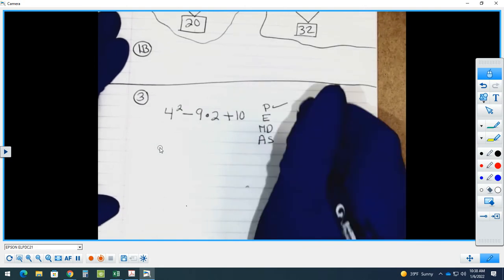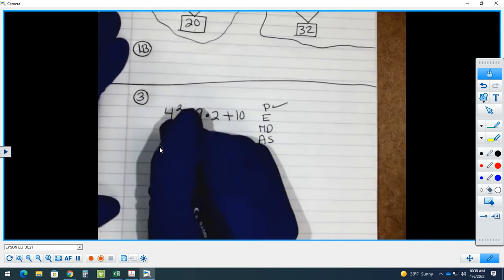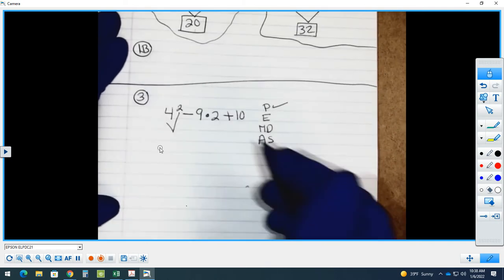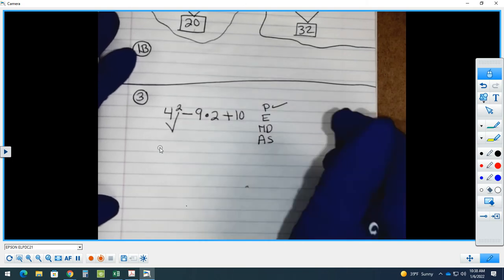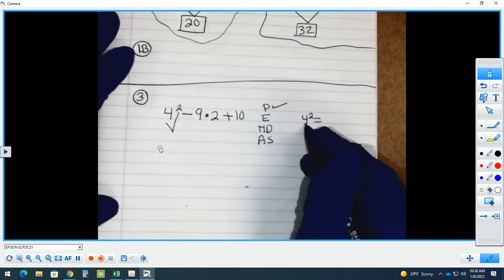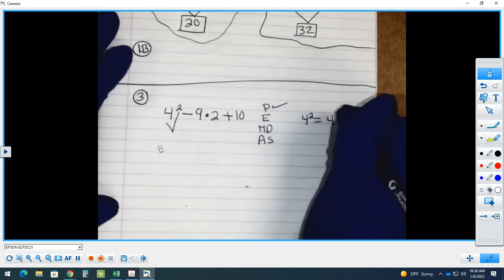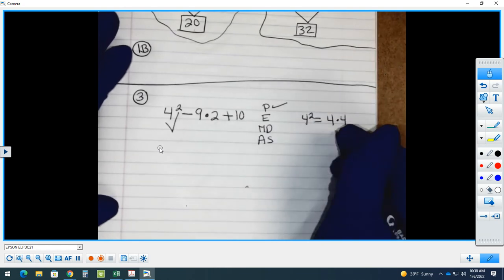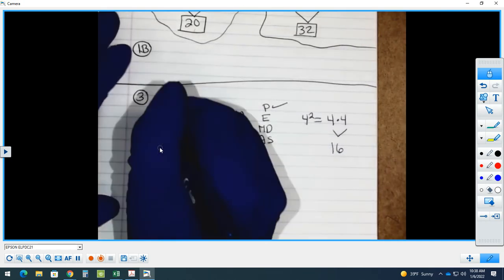Do you see any parentheses here? No. Do you see exponents here? Yes, 4 to the second power. Now, what did I tell you to always do with these? Never do them mentally. You go to the side and expand it. What does 4 to the second power really mean? 4 times 4. And what's 4 times 4? 16. So this becomes 16.